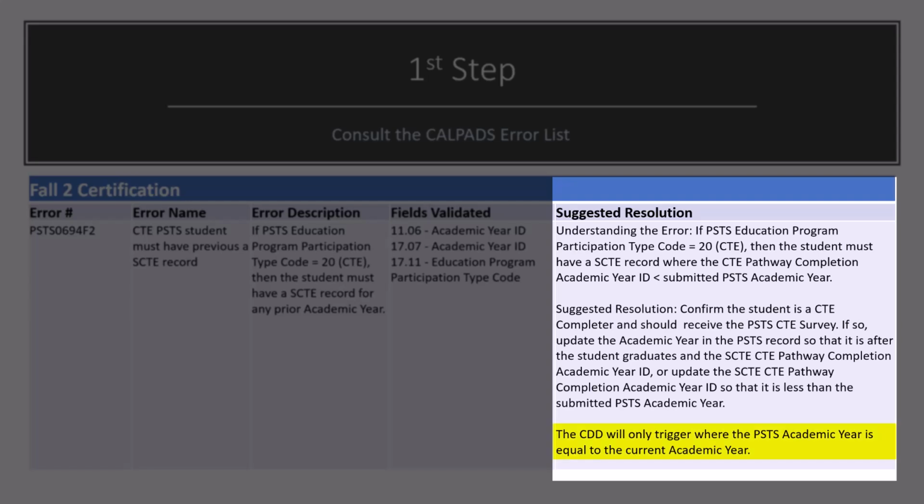The CDD will only trigger where the PSTS academic year is equal to the current academic year. So the record only triggers for current year submissions. If you're making historical updates, this validation will not trigger.